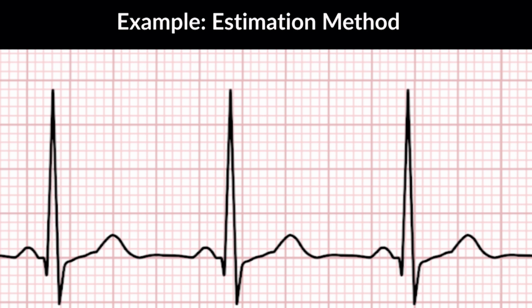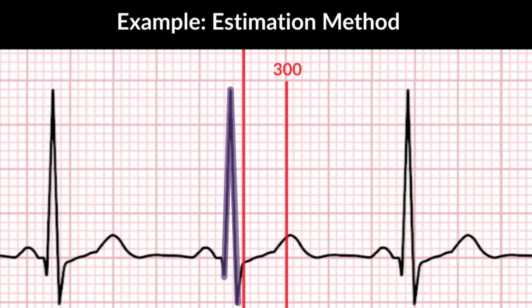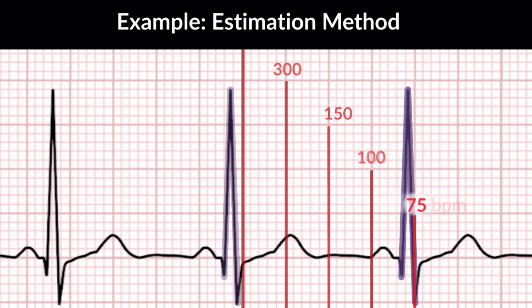Now, if we do the estimation method, we then find the QRS complex closest to a thick line on the EKG. You then count 300, 150, 100, 75, and you can see the next QRS complex lands around this area. This gives an estimated heart rate of 75 beats per minute, which is pretty similar to the 71 beats per minute we calculated mathematically.